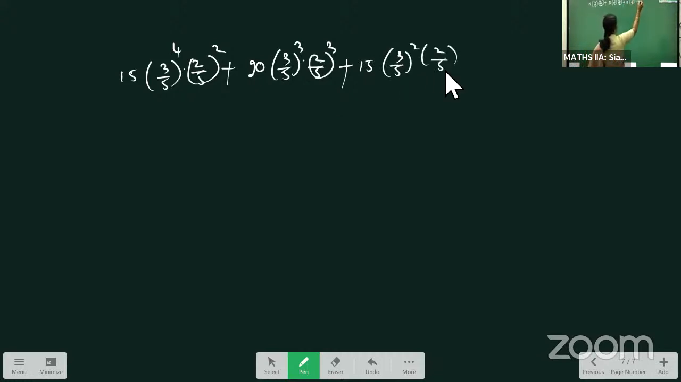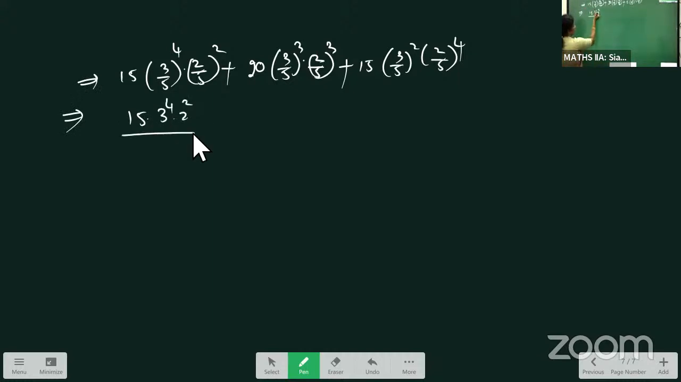2 by 5 to the power 4. Simplification you can do in your own way. So the way you feel it is easy, you can go with that. So I am doing it like this: 15, 3 power 4, 2 square. In the denominator you see here 5 power 4, 5 square. So we can write it as 5 power 6.